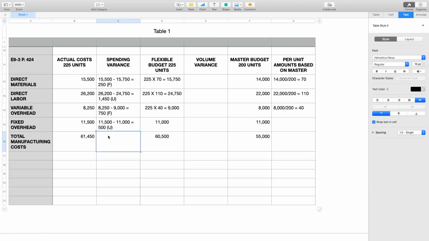And if I look over here, 61,450 minus 60,500, that's $950 unfavorable, right? Why is it unfavorable? Because you spent $950 more than you should have. Remember, the flexible budget is what you should have spent if you made 225 guitars, these are. So the spending variance is the difference between the actual cost and the flexible budget. The volume variance is the difference between the flexible budget and the master budget.